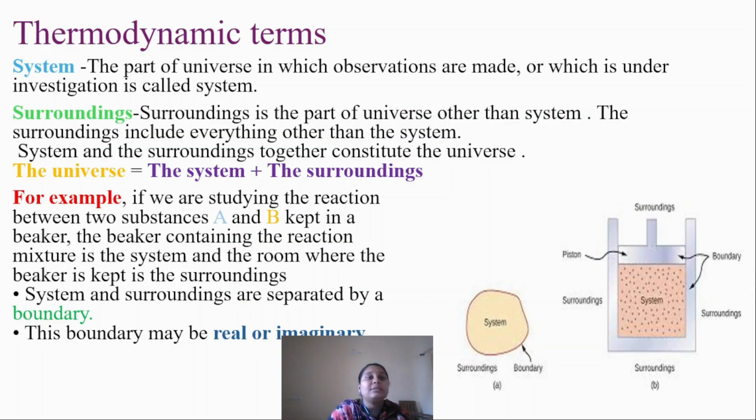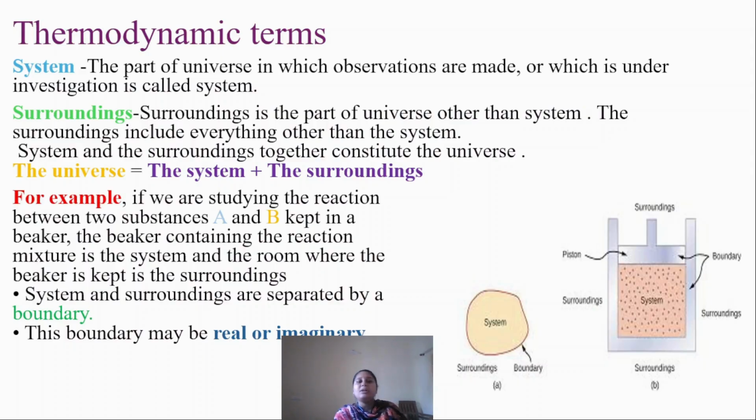So then what are the basic thermodynamic terms? System. The system is a part of the universe in which the observations are made, or the system is under investigation. The next term is surroundings. Surroundings is a part of the universe other than the system. So the surroundings include everything other than the system. We can see here this is the system, and around the system the surrounding is present. So universe is system plus surrounding.